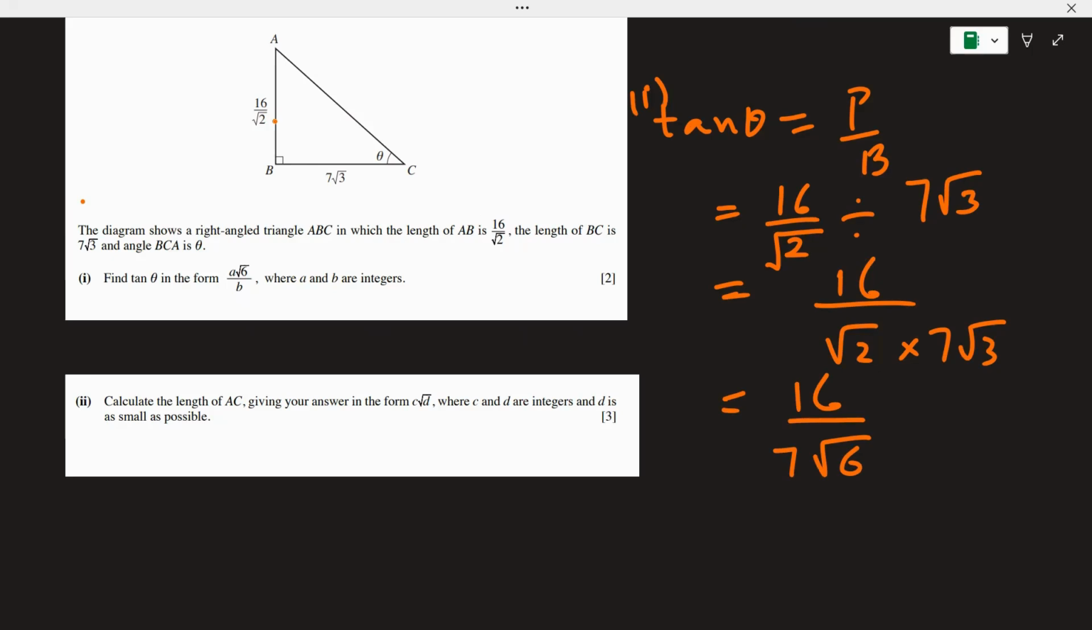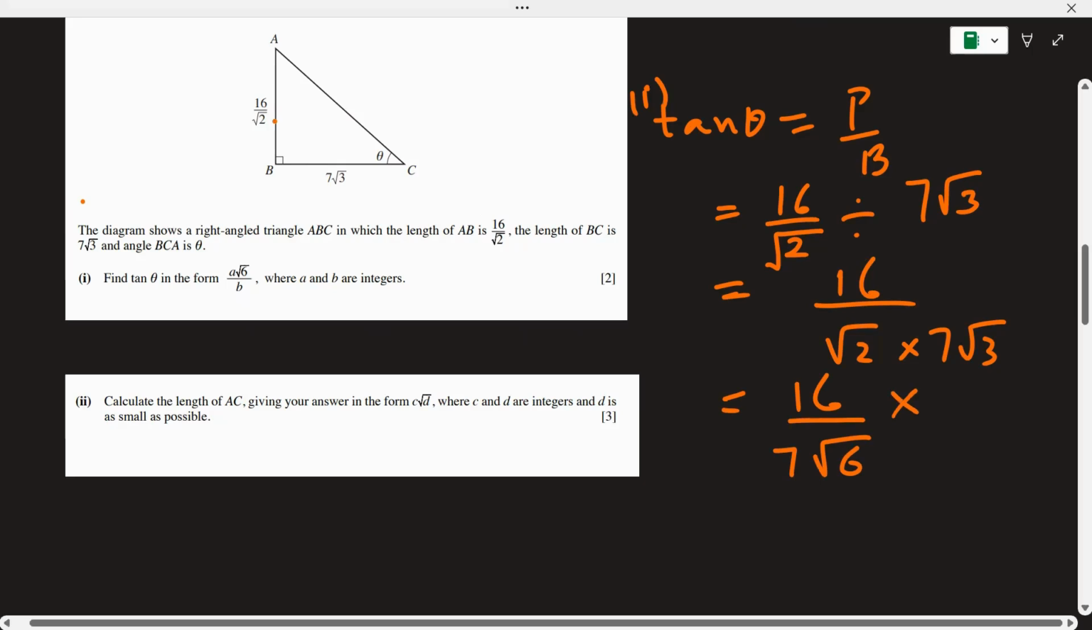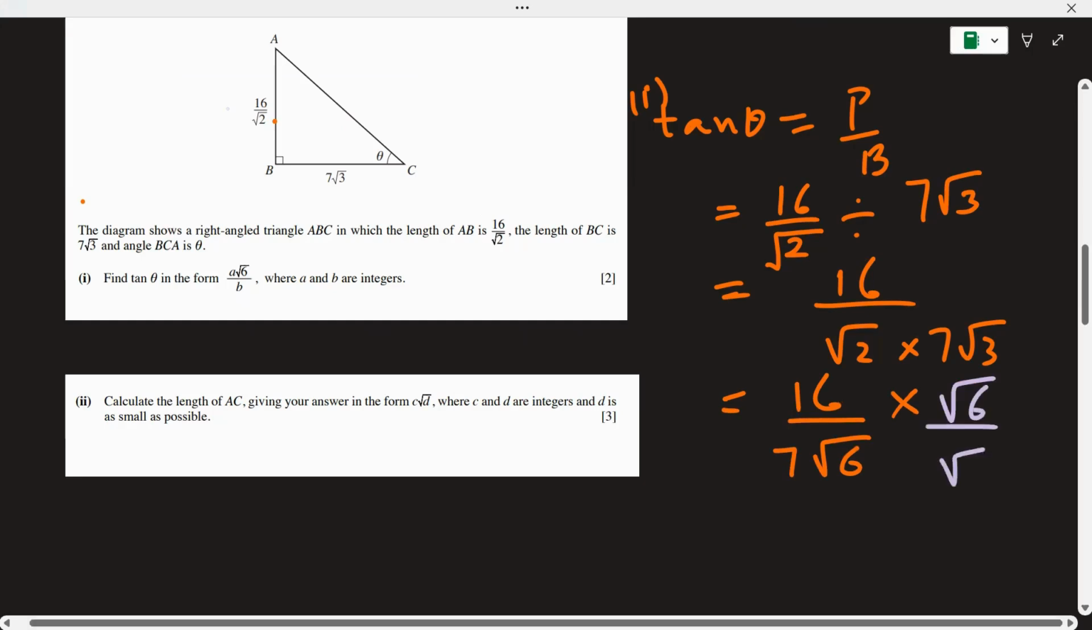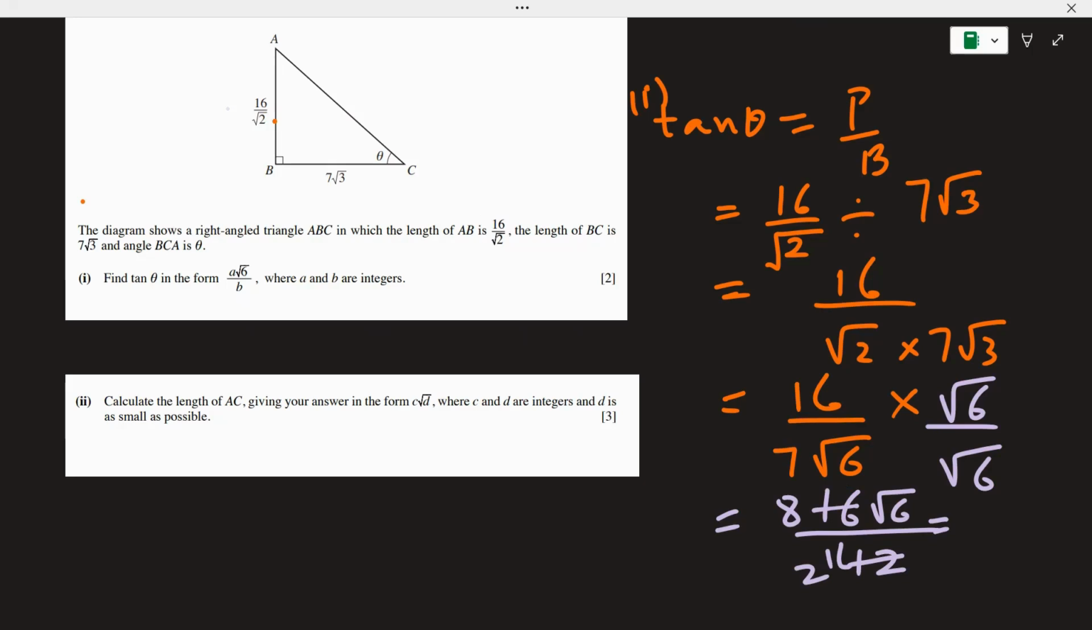So how can you remove this surd? You multiply and divide by under root 6. So your answer is 16 under root 6. And when you multiply under root 6 and under root 6, it becomes 6. And 7 times 6 is 42. Now you can simplify these two. 8 times 2 is 16 and 21 times 2 is 42. So your answer is 8 under root 6 over 21.